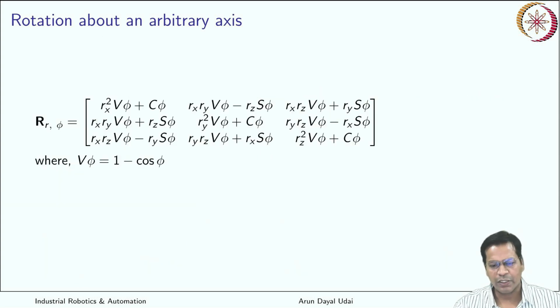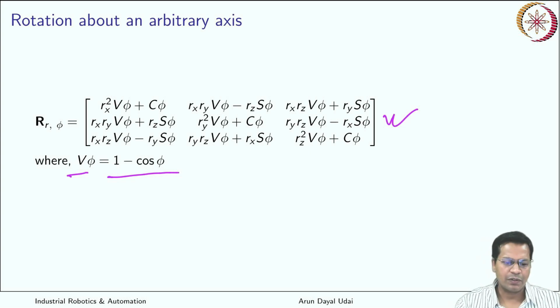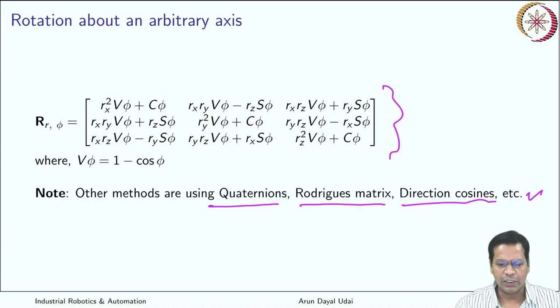Multiplying them together will give you something like this, where V phi is equal to 1 minus cos phi. It is known as versine phi. So this is a composite rotation matrix. In order to do it in the shortest possible time, this is one of the very good ones, and it is normally used in computer graphics, in animation and graphics, where object transformations are done. This is also used in robotics.